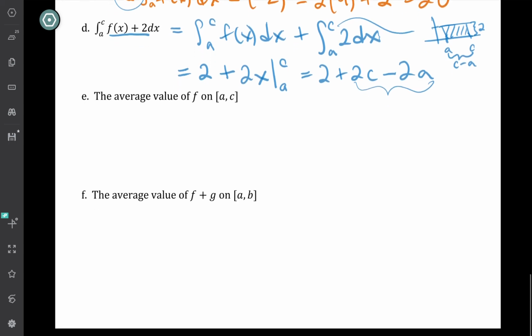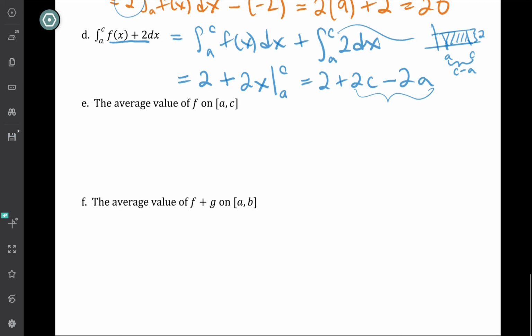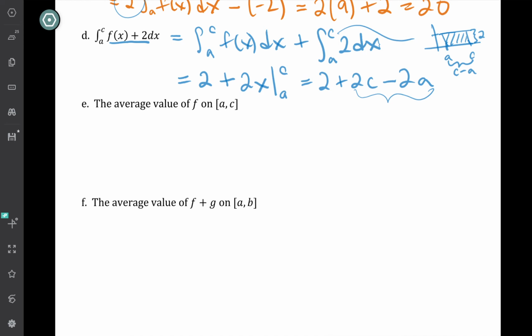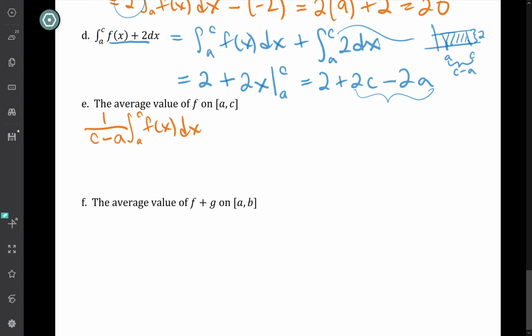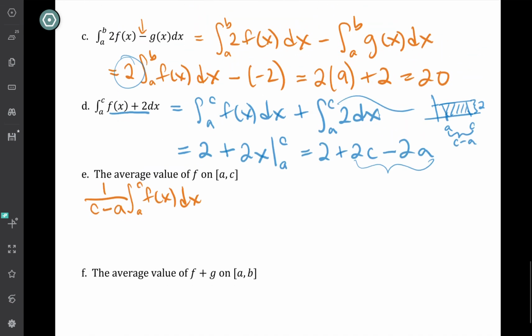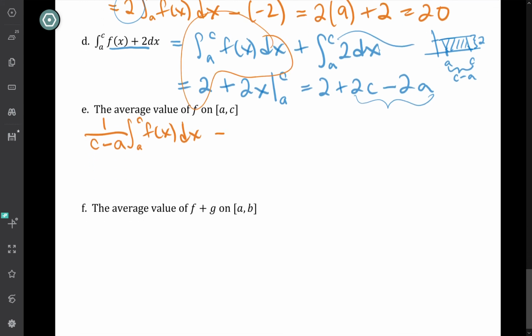Okay, average value, two average value questions. So this will remind you, I hope, of the average value equation. If I want the average value of f on AC, I'm going to take the integral from a to c of f, and I'm going to divide it by the length of the interval, not integral, which is 1 over c minus a. This integral from a to c of f of x, I think we just looked that one up right here, is 2. We did that in the very first part. So what I end up with is 1 over c minus a times 2, or 2 over c minus a for that one.